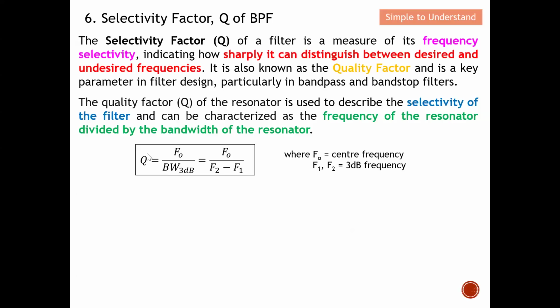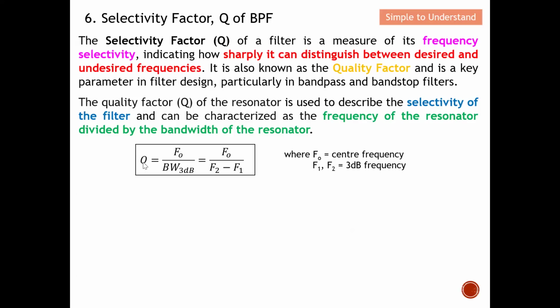So from here, you can see that Q has an inverse relationship with bandwidth. If we have a high Q, then we need to have a low bandwidth. If we have a low Q, then we need to have a high bandwidth in order to achieve this. So, like I mentioned earlier, Q has an inversely proportional relationship with bandwidth. When Q is high, bandwidth is low. When Q is low, bandwidth is high.